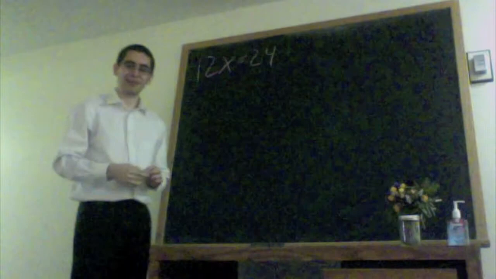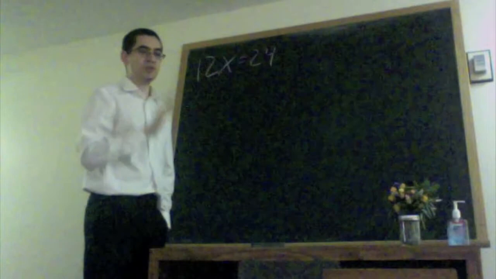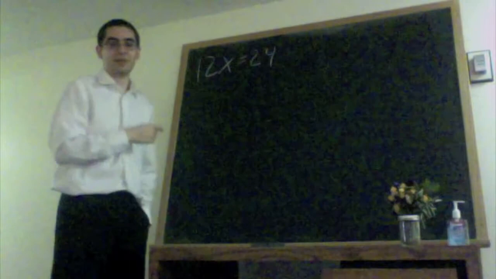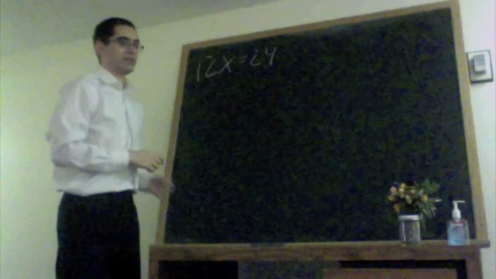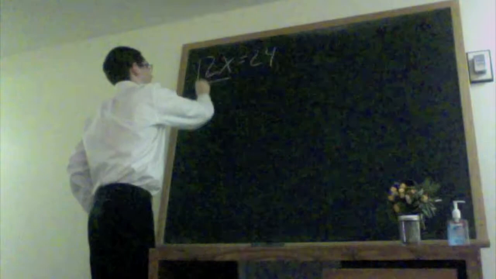Like all one-step and two-step equations, your goal is to get x by itself. So you have 12x equals 24. The simplest way to get x by itself is to divide 12x by 12, because this 12x is just 12 times x. You divide 12 by 12, they'll cancel out. When they cancel out, you're just left with x, which is exactly what you want.